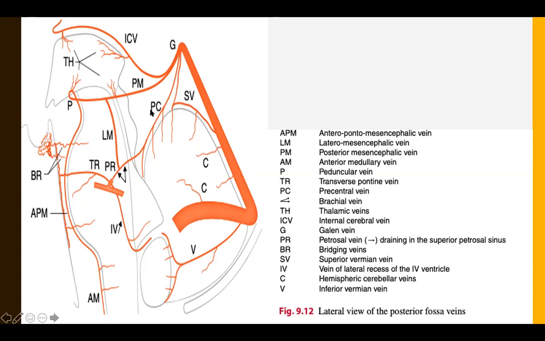So these were all the tributaries of the basal vein of Rosenthal, the third segment of the basal vein of Rosenthal. These are the superior Vermian vein, the precentral vein, and the posterior mesencephalic vein.